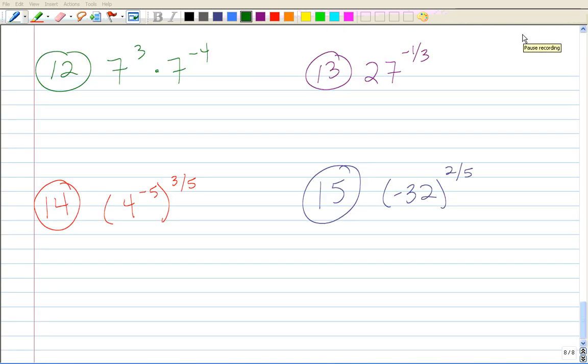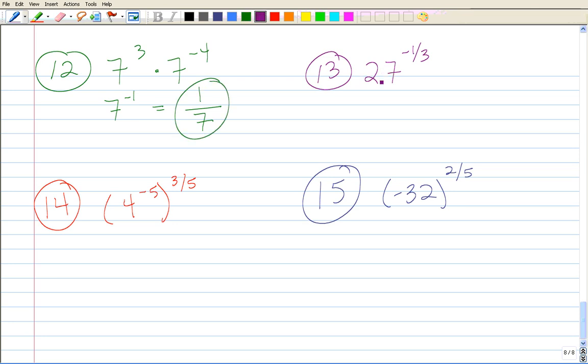All right. Let's move on to something else besides graphing for a little bit here. We've got 7 cubed times 7 to the negative 4th. Whenever we are multiplying like bases, we can add the exponents together. So we have 7 to the 3 plus negative 4 is negative 1. We do not leave negative exponents, so this here is equal to 1 over 7 to the positive 1, or just 1 over 7.